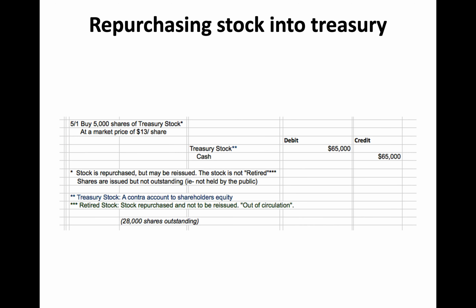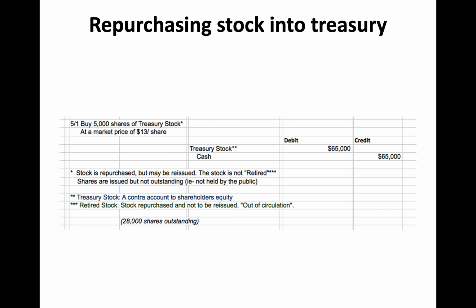How about treasury stock? On May 1st, we buy 5,000 shares of treasury stock, meaning that we repurchase it and park it in an account called treasury stock. I have an asterisk that says the stock is repurchased, but may be reissued. So in other words, the stock is not retired. Outstanding, it's important to know, means held by the public. So shares in the treasury are not outstanding. They're not held by the public.